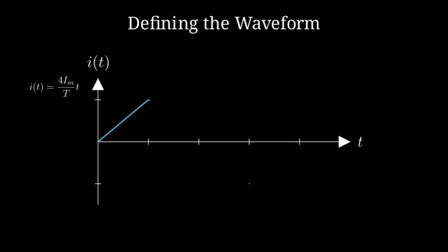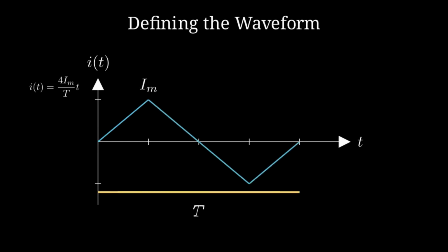For a symmetric triangular wave with peak current Im and period T, the current rises linearly from 0 to its maximum value over the first quarter of the cycle.